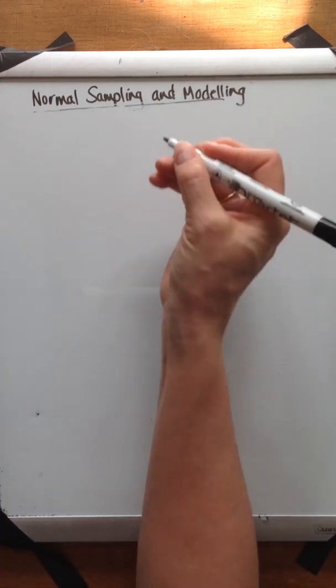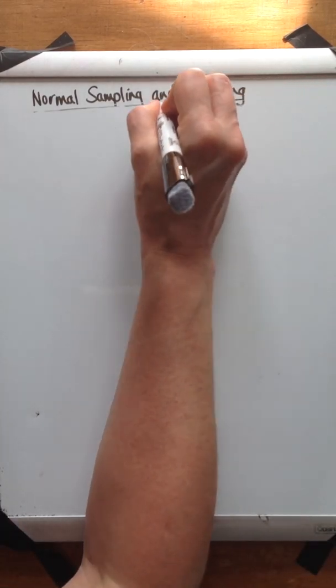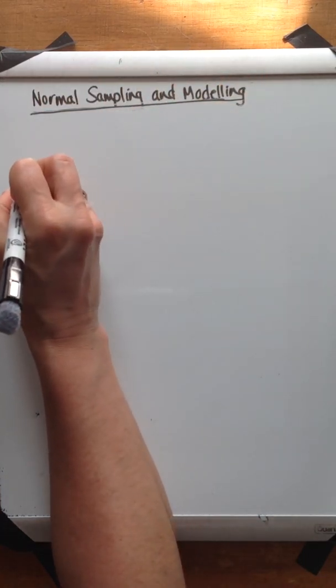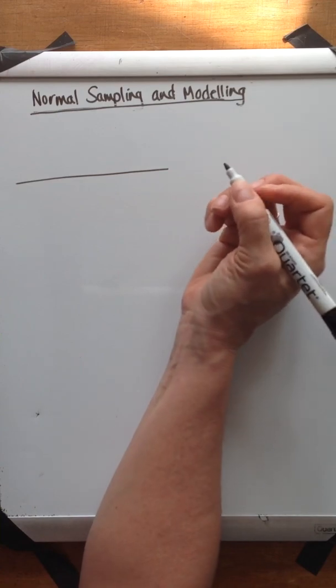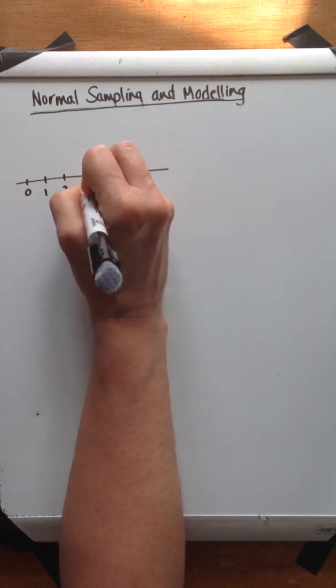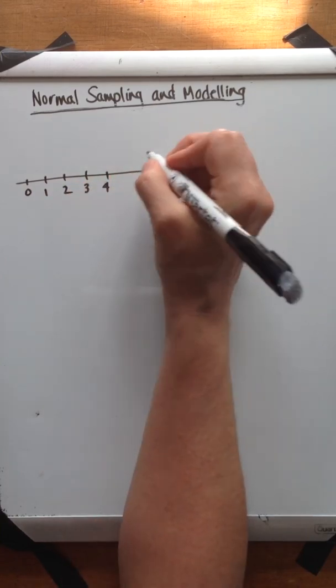I'm going to sketch the picture that I have for you in your notes at the top of page 2, where we have a discrete number line. We know it's discrete because it's made up of natural numbers or counting numbers, 1, 2, 3, 4, all the way up to 10.